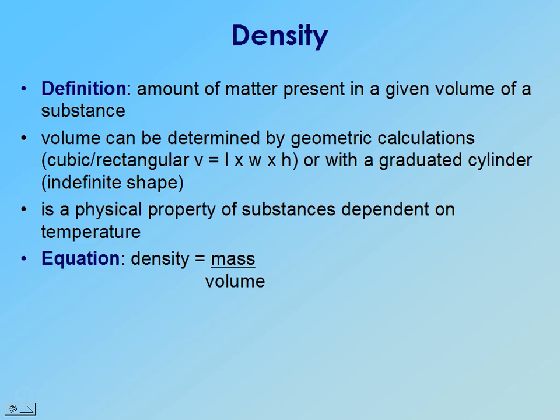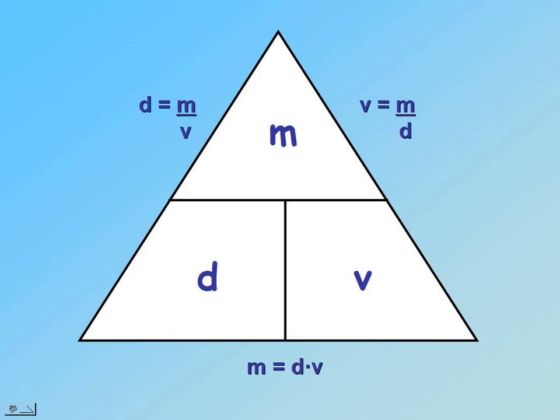It is a physical property, so you can use this to help identify substances, but it will vary depending on the temperature because volume can change based on your temperature. And so your equation is density equals mass over volume. Some of you have seen this before, I suspect. Just showing you how you can algebraically rearrange the density equation to solve for D, M, or V.